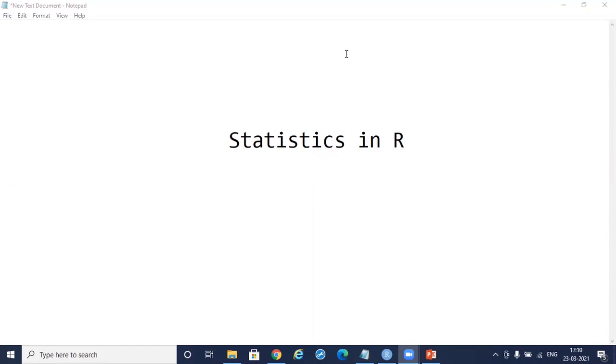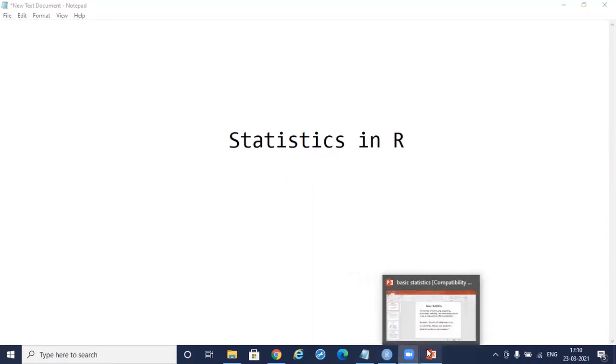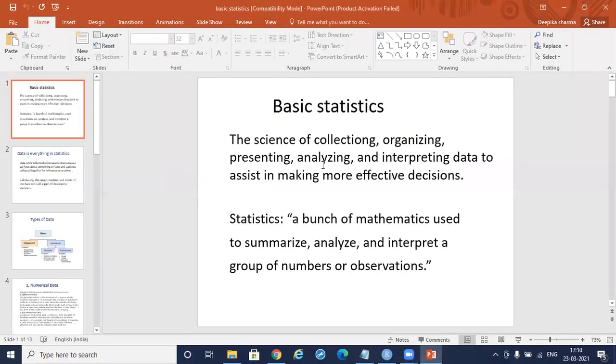Now we are going to learn about statistics in R. Let's learn about what basic statistics is.